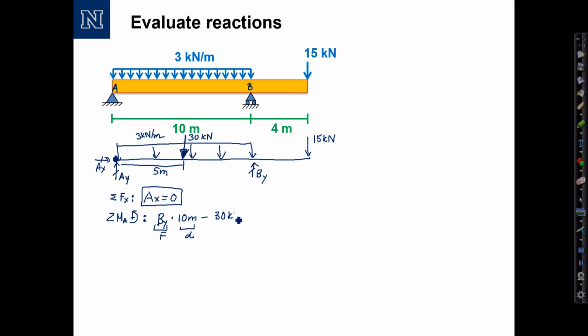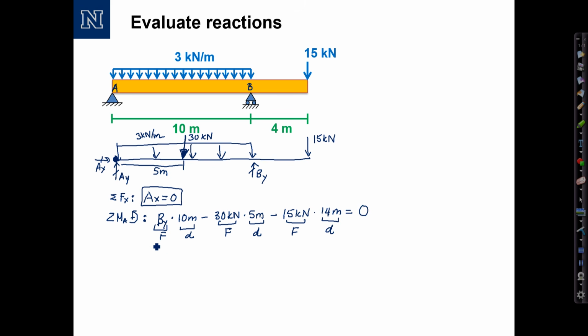Minus 30 kilonewtons, that's my force, times the distance 5 meters, and that's my distance. Okay, I'm keeping careful track of units. Finally, let's consider the contribution of this concentrated force at the end, also acting clockwise about A, or a negative moment about point A: minus 15 kilonewtons, that's the force, and the distance over which it acts is the entire length of the beam, or 14 meters. Okay, so that's all the terms that contribute to the moment about A.